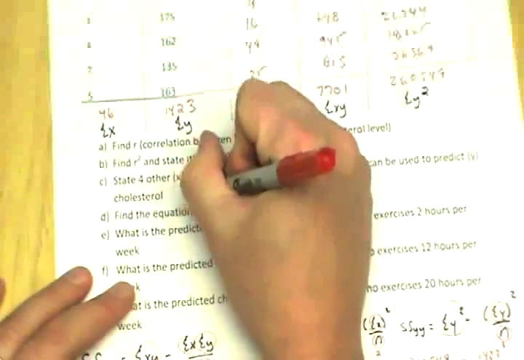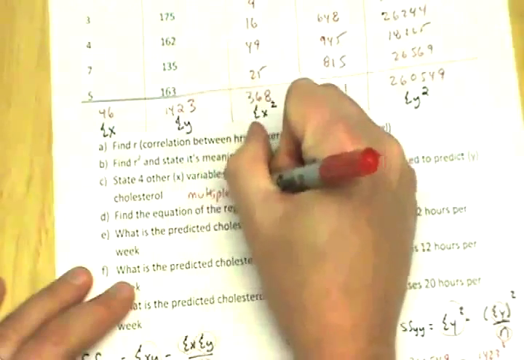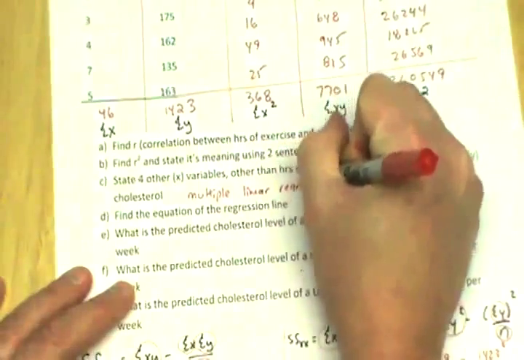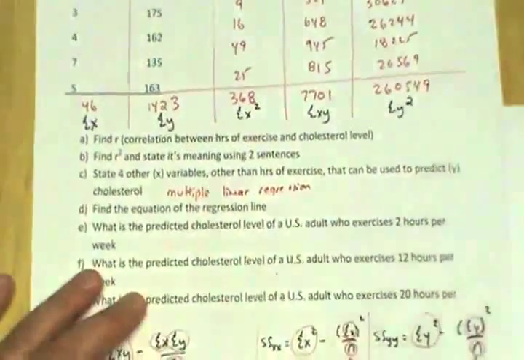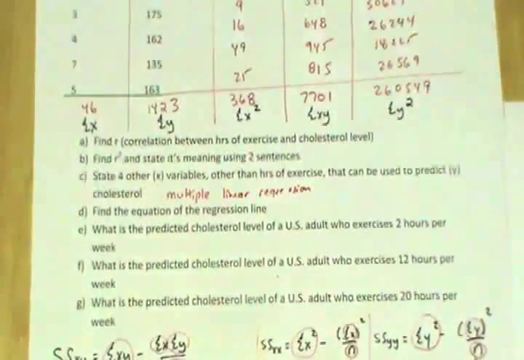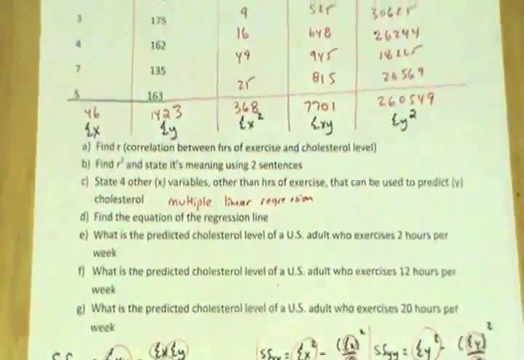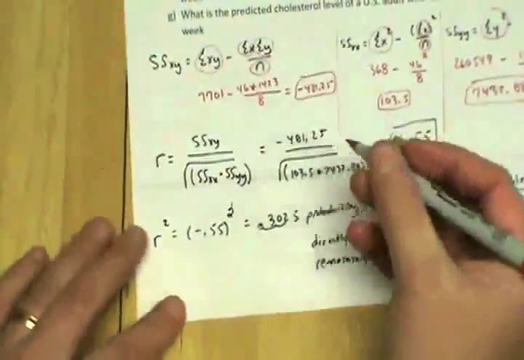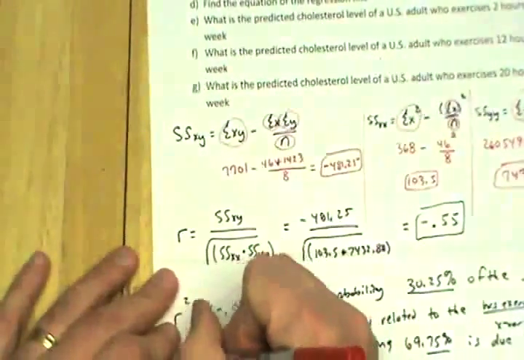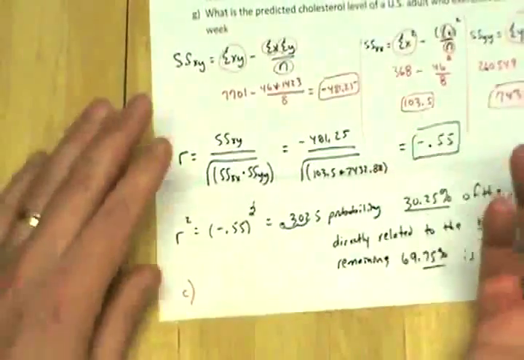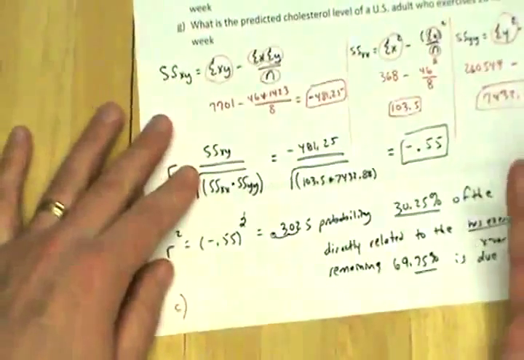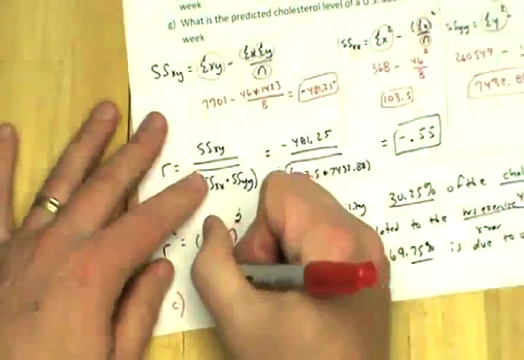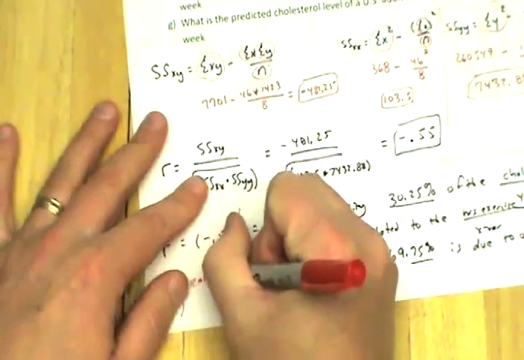This would be a question if a teacher were to teach you multiple linear regression. And the word multiple stands for multiple x's, where simple linear regression stands for just one x. Multiple linear regression stands for multiple x's. So if we wanted to answer this question, part C, give me some other variables besides hours of exercise to predict cholesterol level. Well, you could say, your eating habits.